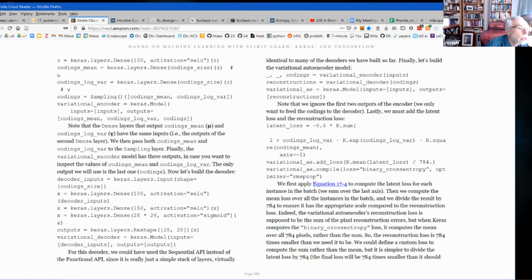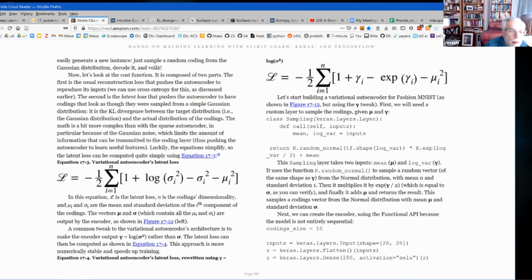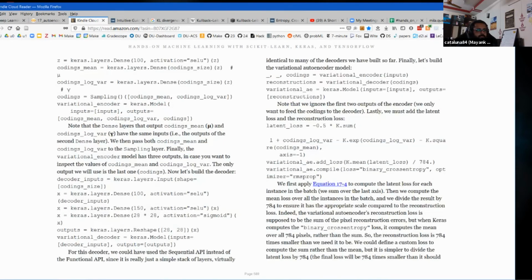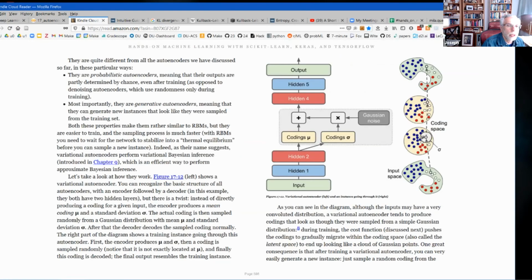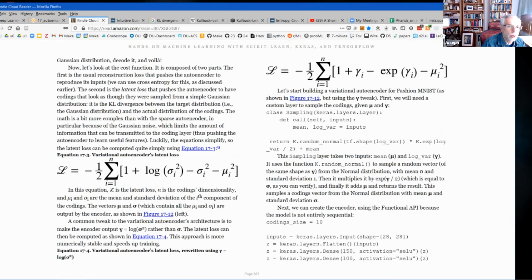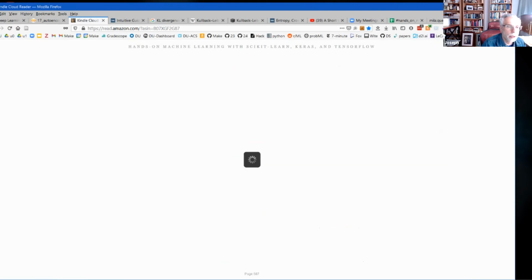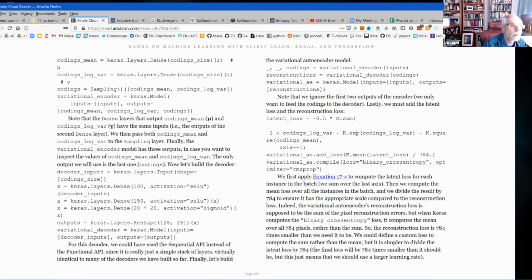Yeah, he says, when he builds the encoder part, he talks about that. Here he says, next we can create the encoder using the functional API because the model is not entirely sequential. And that's because of the inner layer here. This is the part that's not sequential. After he builds the encoder that way, he says, well, we might as well build the decoder with the functional API as well, but we really didn't have to because the decoder is sequential.